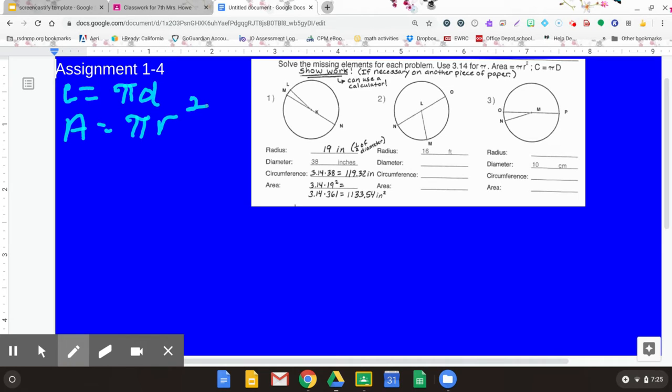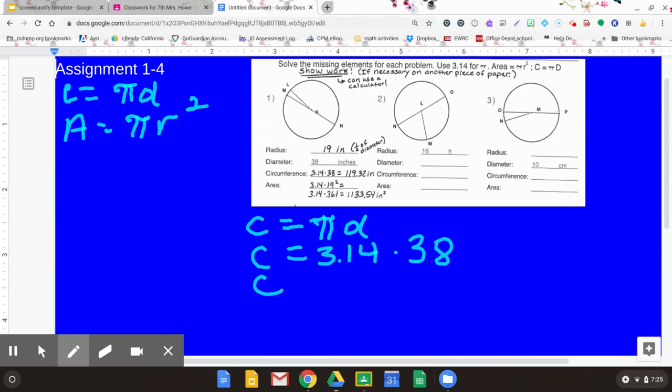squared. So in problem number 1, if we're looking for the circumference, we know that the diameter is 38. So I always start by writing the formula. Then I put in the numbers that I have. So pi is 3.14 times the diameter, which is 38. So the circumference equals 119.32 inches. Okay, remember, circumference is the measurement of the outer edge of a circle. So you are just measuring a line, so it's not going to be squared or cubed.